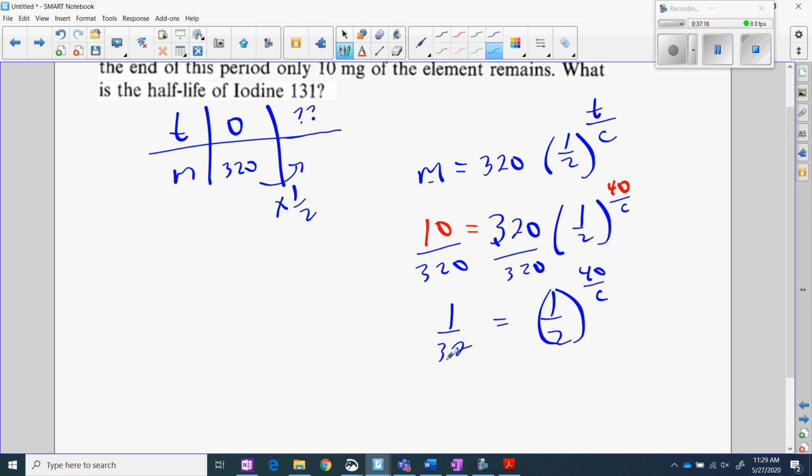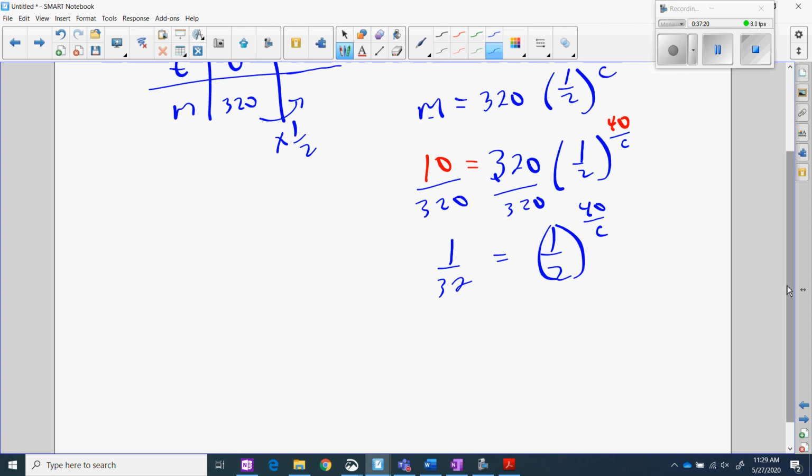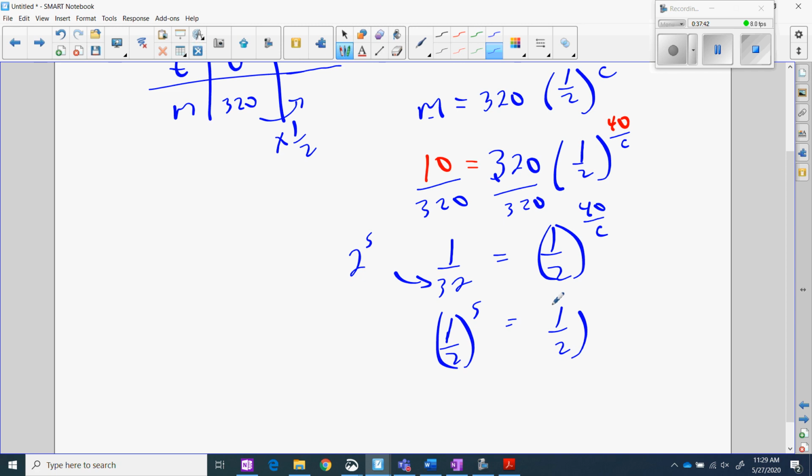Well, 32 is a power of 2. So how about we change 1 over 32 into 1/2. I know that 32 is 2 to the 5th. Well, if I take 1/2 and put it to the 5th power, 1 to the 5th will give me 1. 2 to the 5 will give me 32. So 1 over 32, you could write it as 1/2 to the 5th. The reason I'm writing it like that is because over here is already 1/2. So 1/2 to the 40 over C. This base and this base are the same.